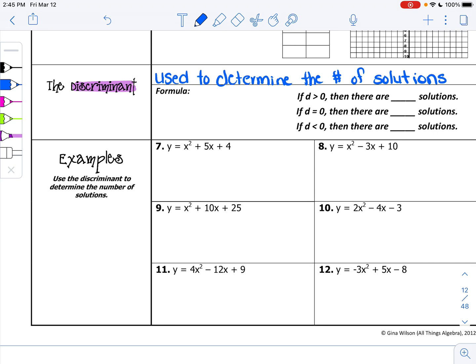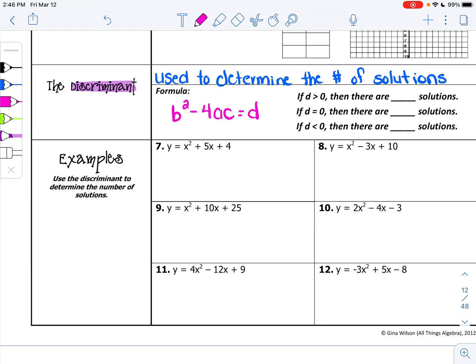So remember, at the very beginning, when I drew the 3 graphs, you could have 2 solutions, 1 solution, or no solutions. So that's what we're going to be looking at, determining, is it 2, 1, or none. The formula we use for that is b squared minus 4ac. And again, we find A, B, and C from that standard form. So we still are going to be identifying what's A, what's B, and what's C so that we can use it. Now, when you find this, it's going to tell you what D equals.